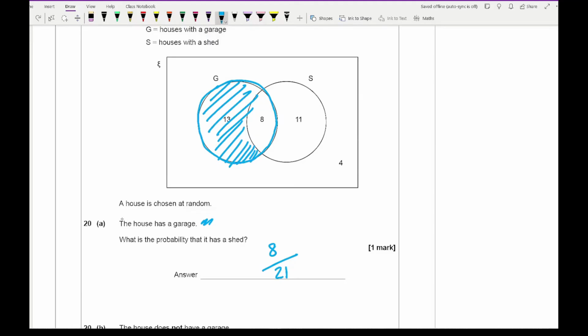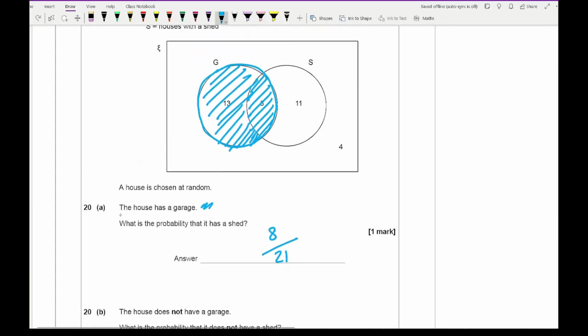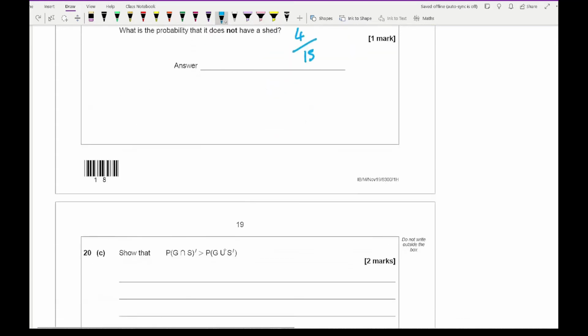And ignoring these as well. And so from this, it does not have a garage, and the question is asking us what's the probability that it does not have a shed. So from this, we're looking at a total of 15 that are left, and how many of those don't have a shed? Well, it's going to be 4, so the answer there is 4 over 15.